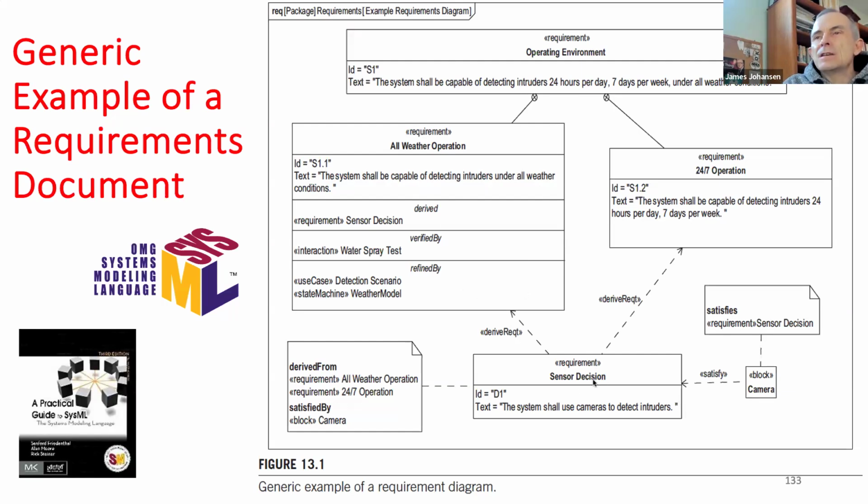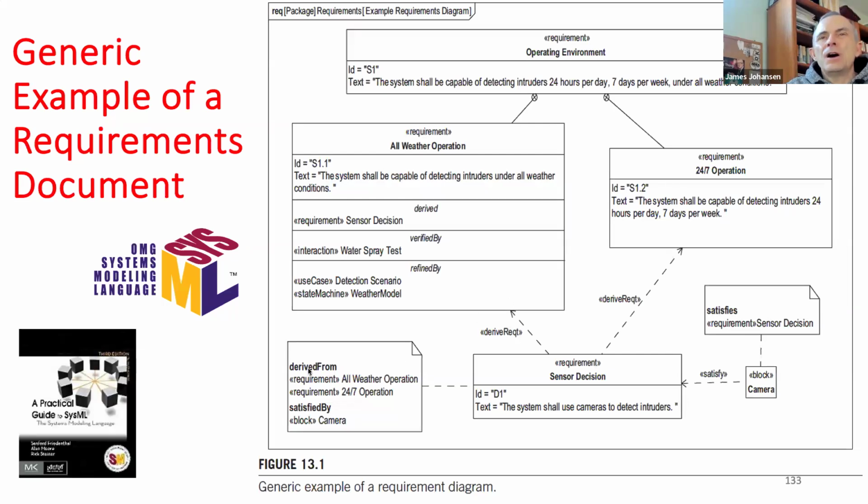Here we can see the sensor decision: the system shall use cameras to detect intruders. So this is specifying an implementation, and sometimes that's not something that we want to be doing. You could be saying that the system shall be able to detect intruders, without specifying the type of cameras. So there still is a fair amount of trade space that can be associated with that. This is the sensor decision, where we're seeing these lower levels being spelled out.